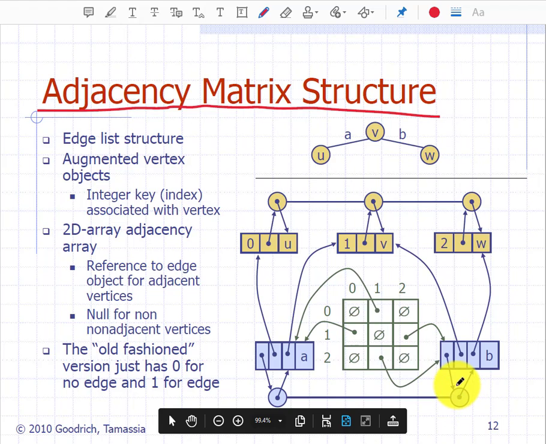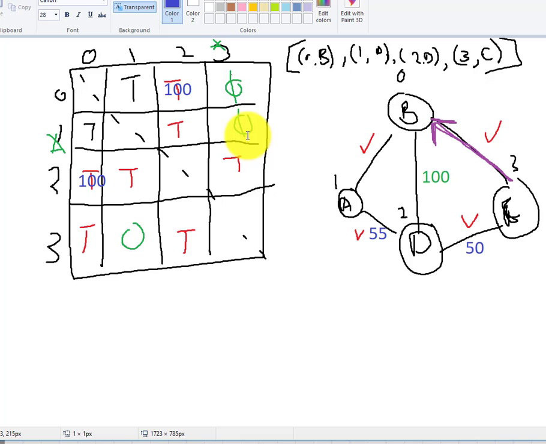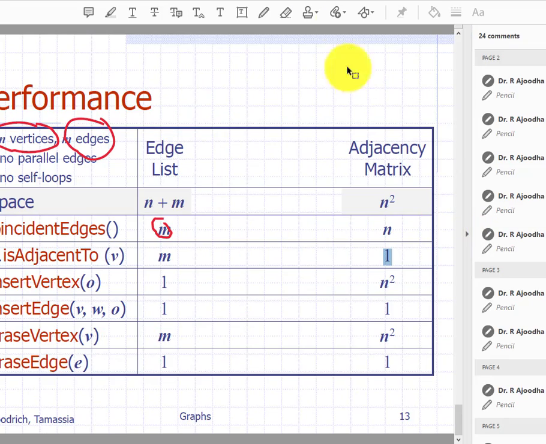In the case of the matrix implementation, the adjacency matrix, all I would need to do is just check. If I'm looking if A is adjacent to B, all I need to do is see if there's an edge here between A and B. So I look at the numbers. This is a 0, this is a 1, 0 and 1 is a true. So they are adjacent. So that's O(1) complexity. That's very cheap. Very cheap indeed.